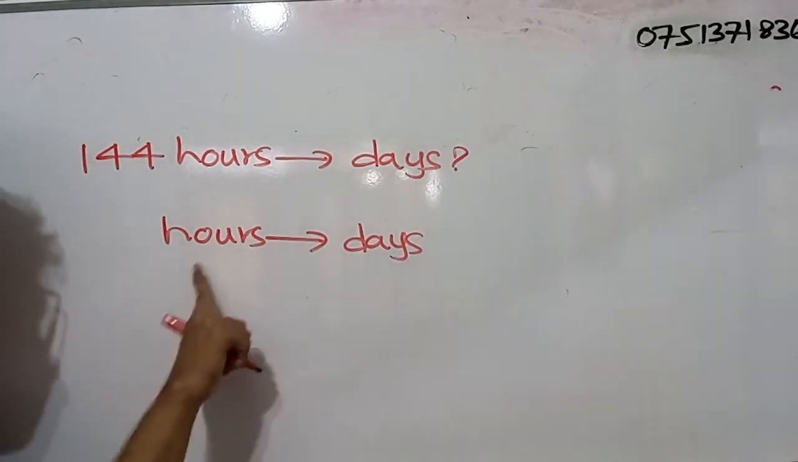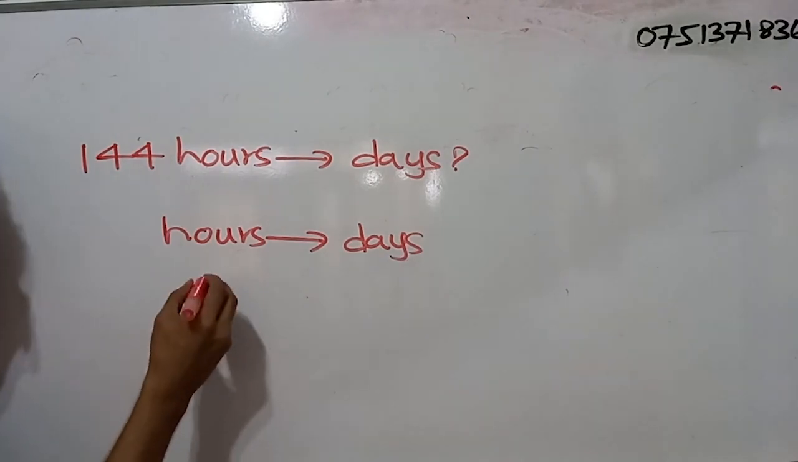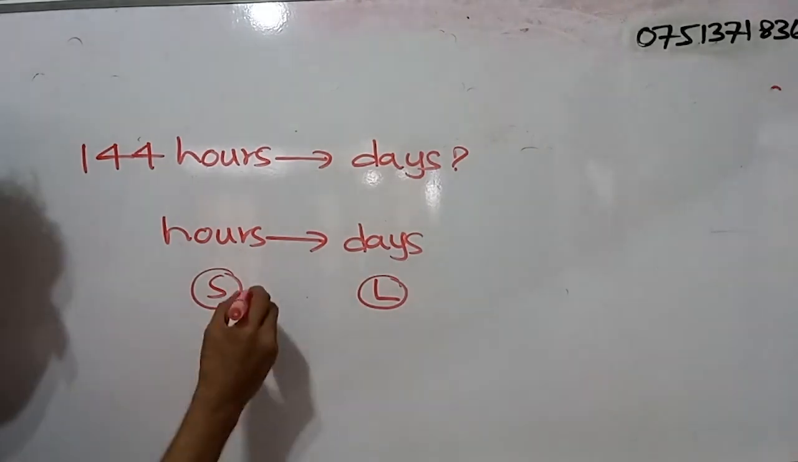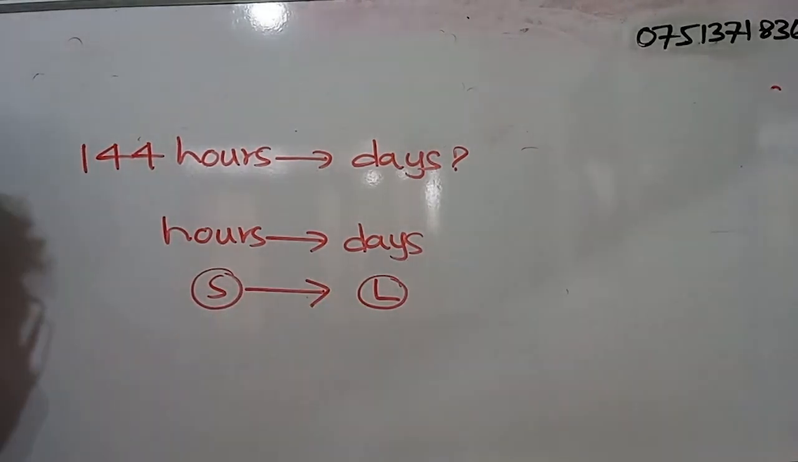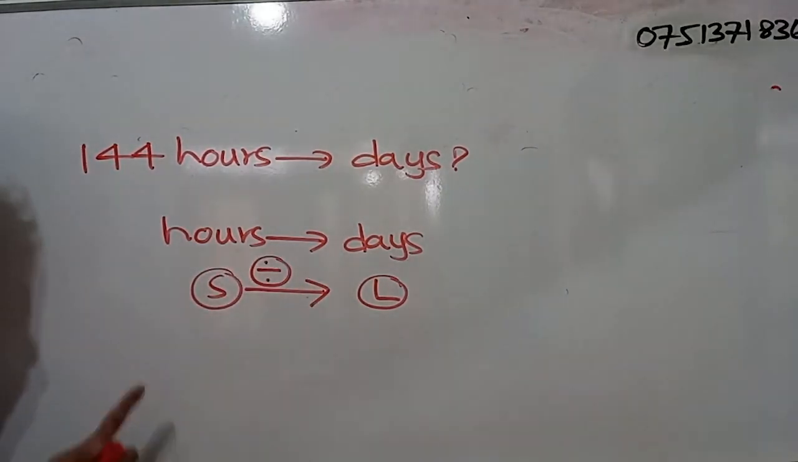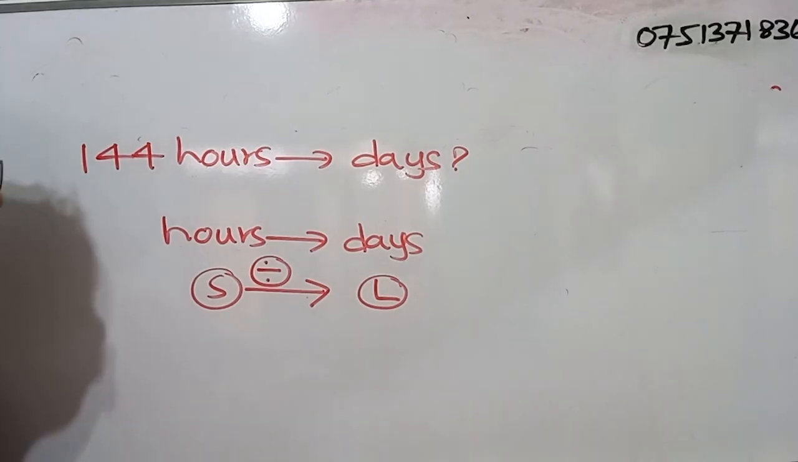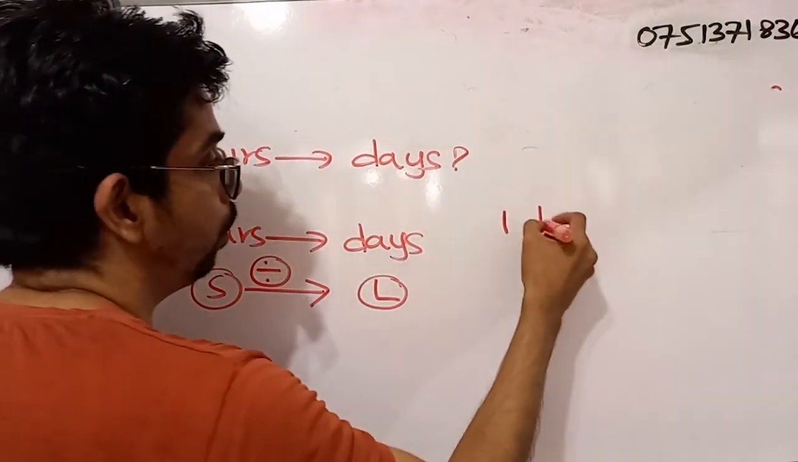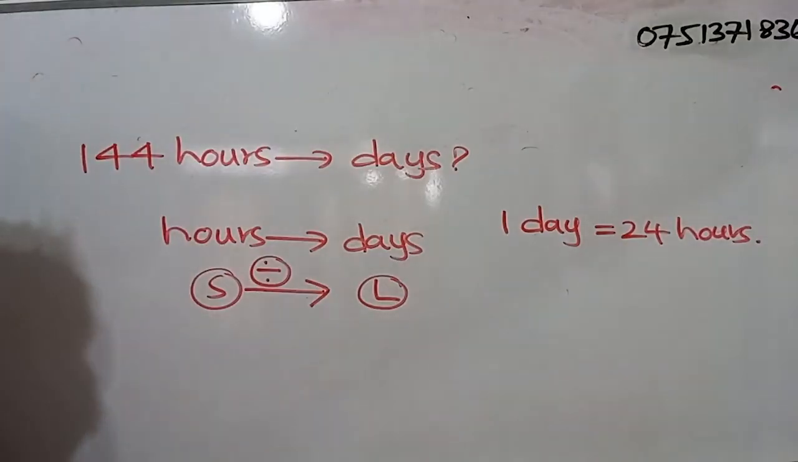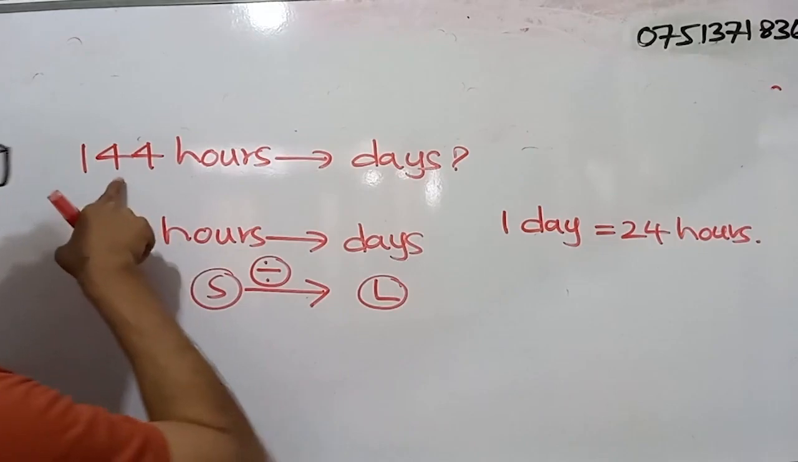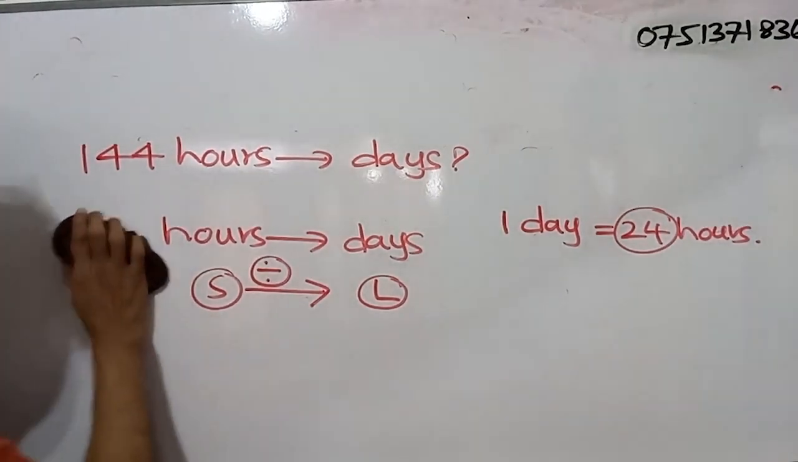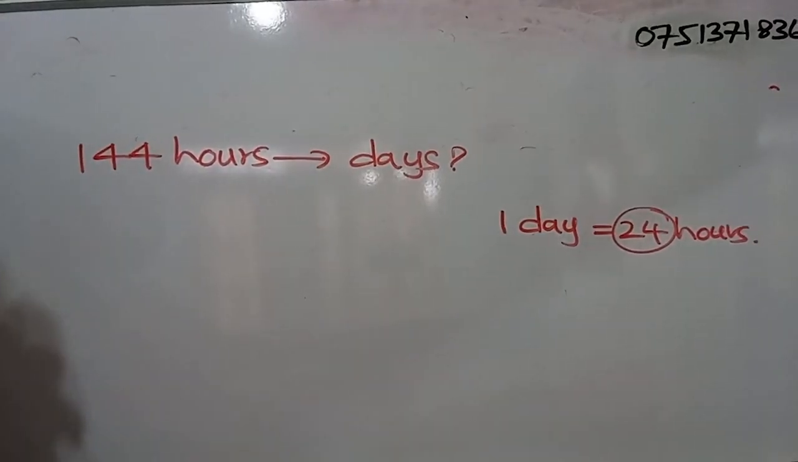So when we compare these two units, hours is the small unit and days is the large unit. So we have to convert a small unit into a large unit. Then what do we have to do? We have to divide. By what amount? For that we need the relationship. We know 1 day is equal to 24 hours. So we divide 144 by 24. We will do the division using the long form of division.